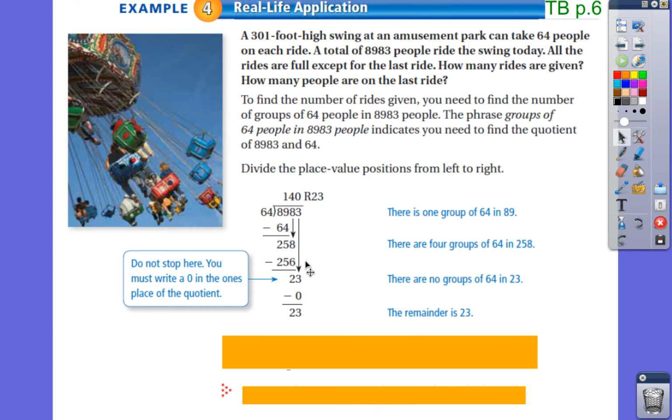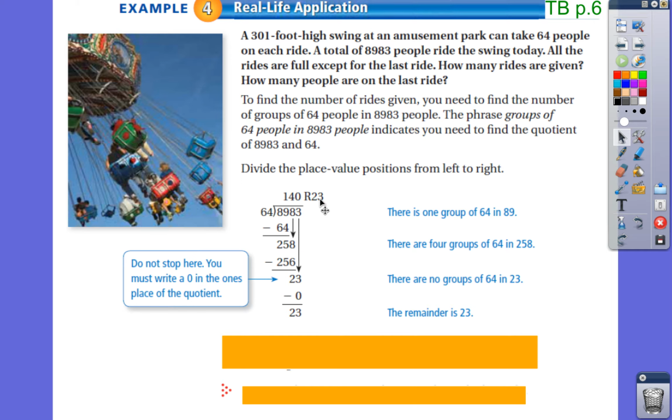When I complete the division process, I end up with 140, but I have 23 left over. Now, in this case, it does not come out to 0 at the end. So, in this problem, they wrote remainder 23. There's 23 riders left to ride.